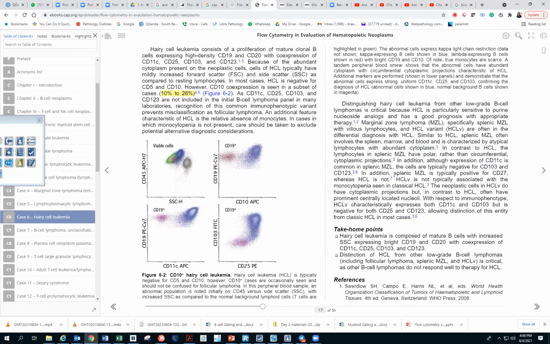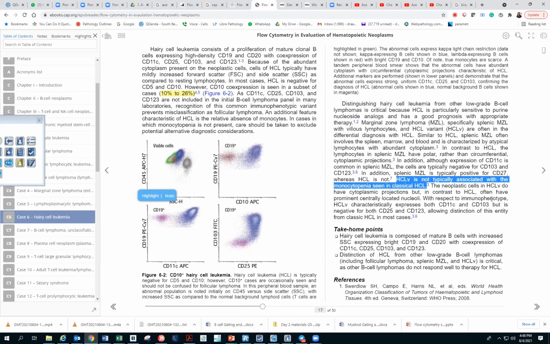Oh, that's important. So splenic marginal zone is CD27 positive. I didn't know that. Hairy cell variant is not typically associated with monocytopenia. Yeah, that's what I was thinking. So variant is usually not associated with monocytopenia as seen in classical HCL.